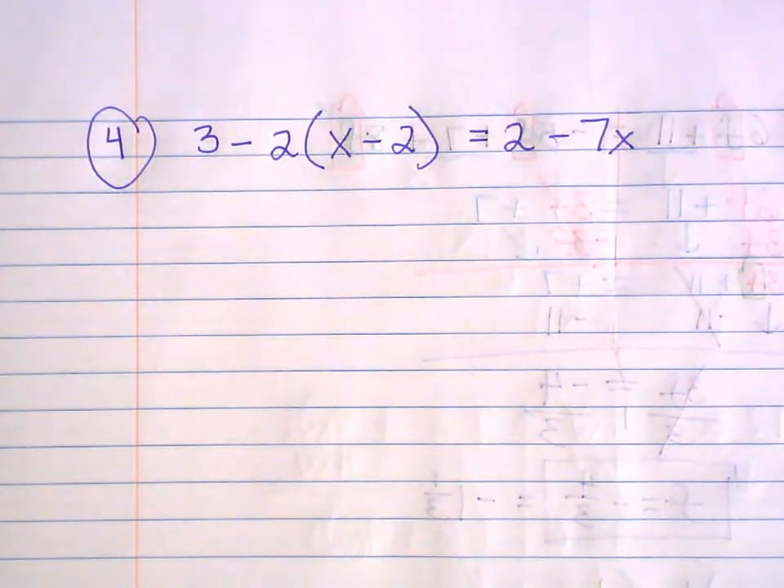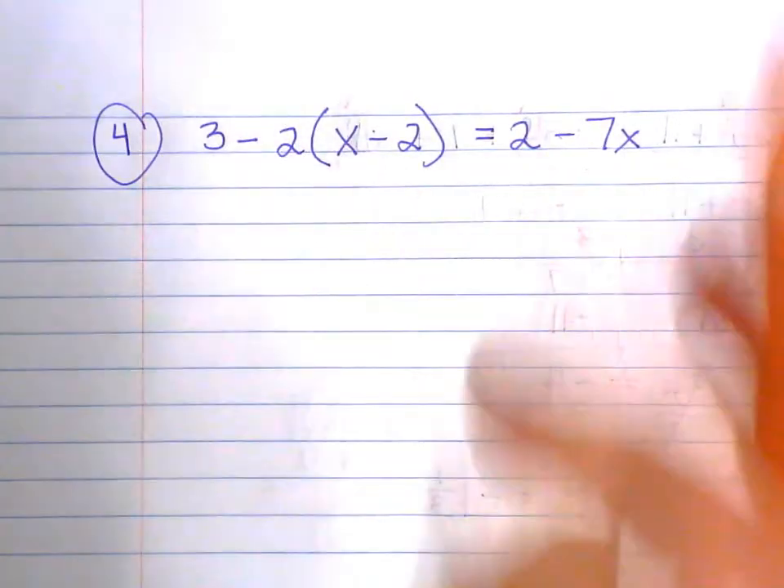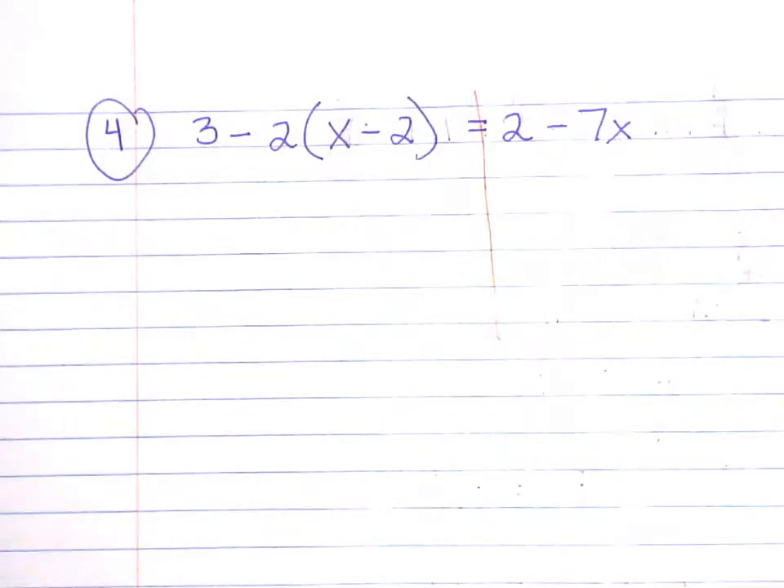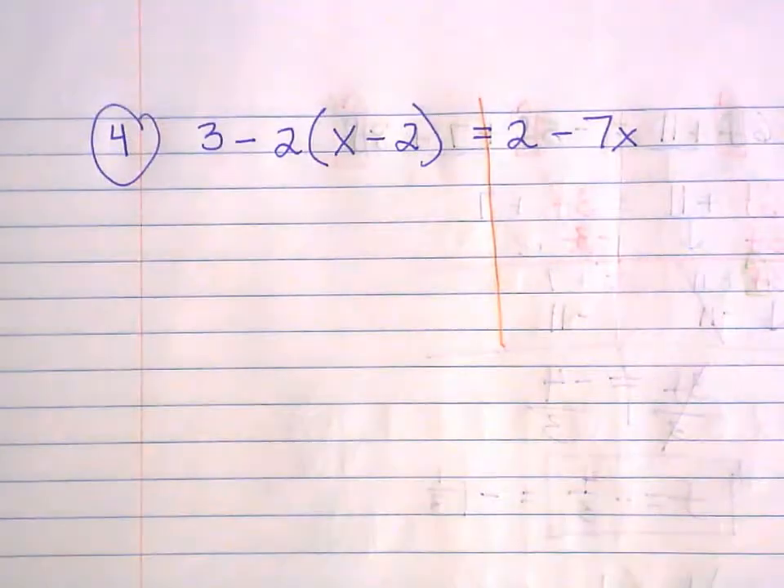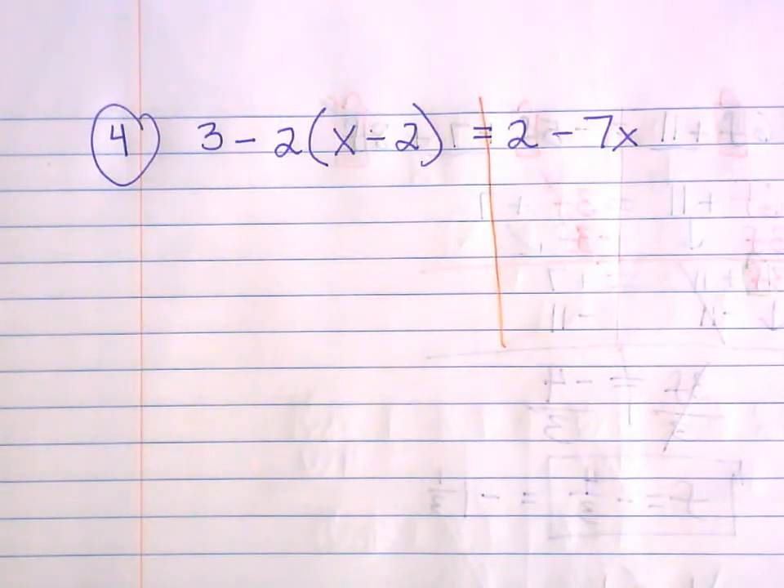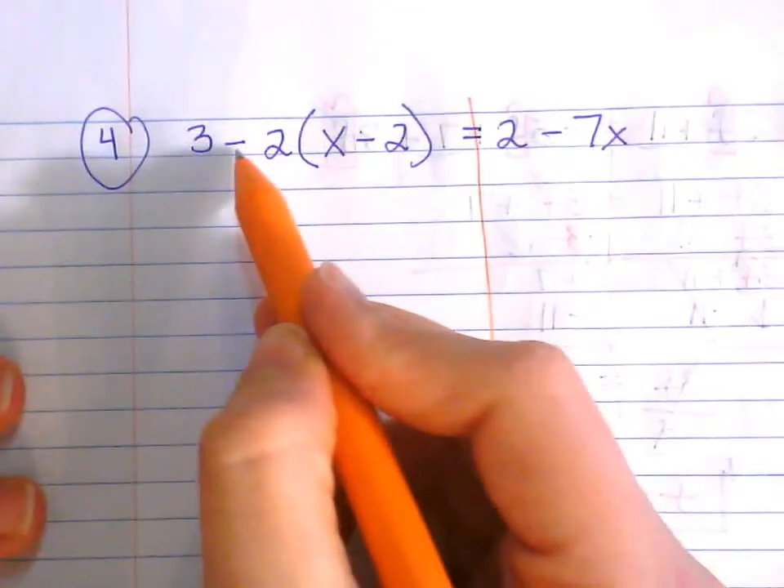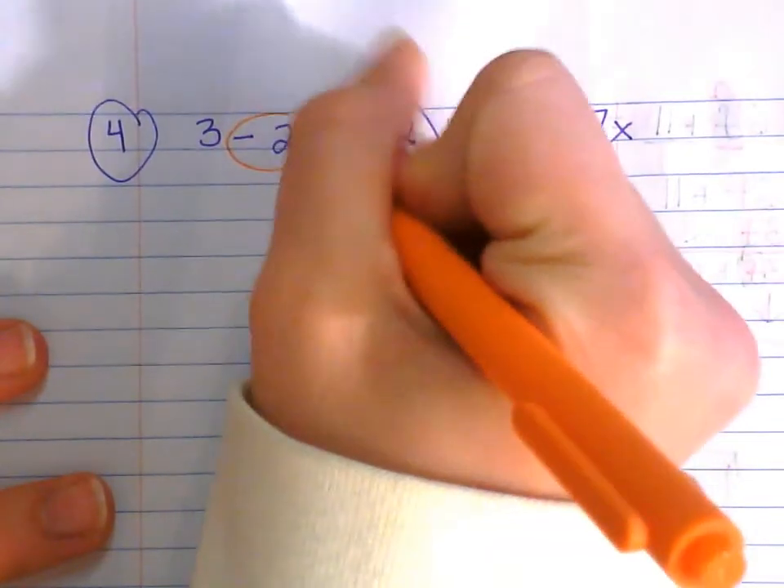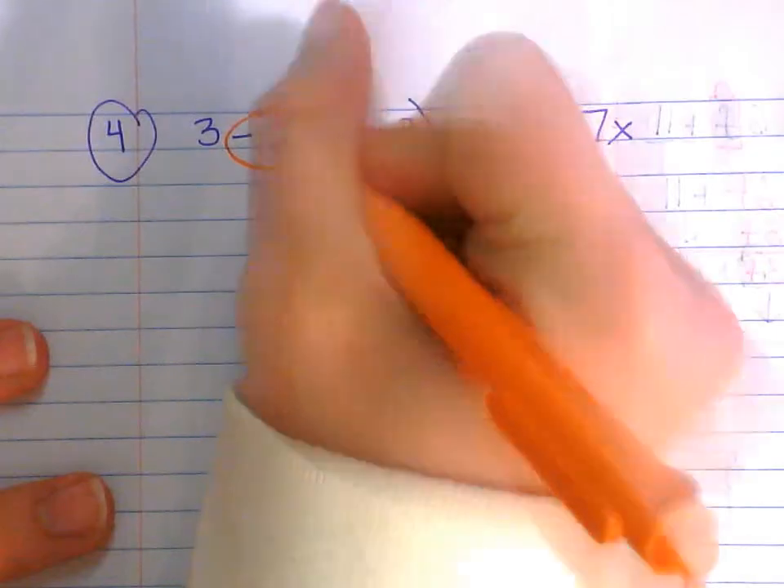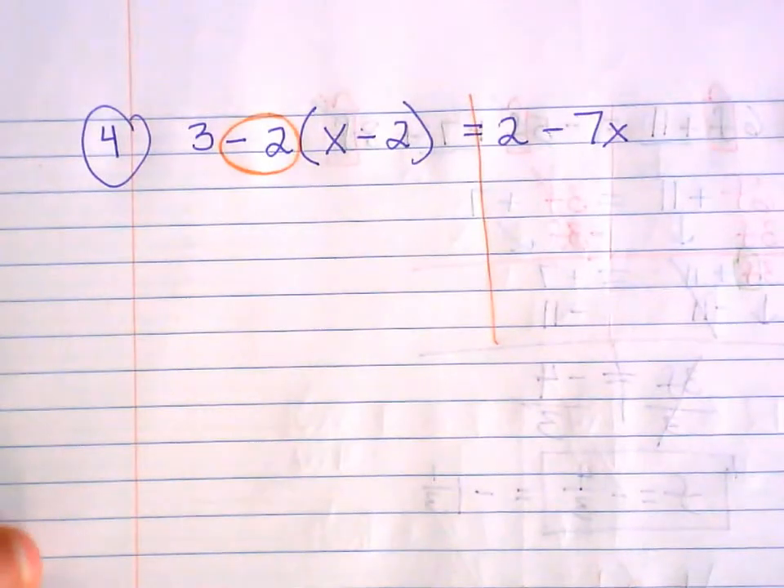Immediately, guys, when you see variables on both sides and parentheses, you have to distribute first. Now this one is tricky. They are trying to mess you up. This is not a positive 2. You don't just multiply 2 by both of them. This is a negative 2. You gotta know that. That's a negative 2.